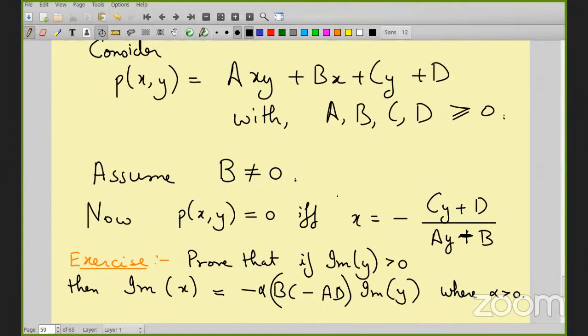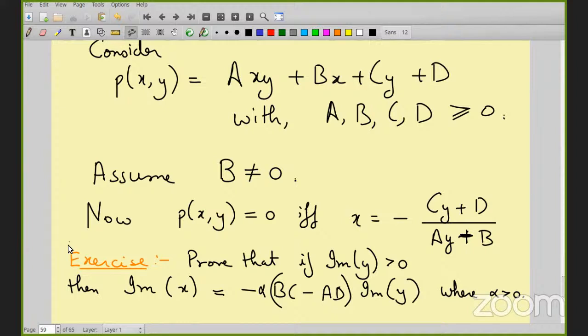So now here is the thing we want to do. We want to understand when is it real stable. So what does real stability mean? In a bivariate case, it's something very simple. All I have to show is that whenever y has positive imaginary part, x does not have positive imaginary part. So it's real stable if and only if whenever y has positive imaginary part, this x must not have positive imaginary part. Then and only then is this p real stable.